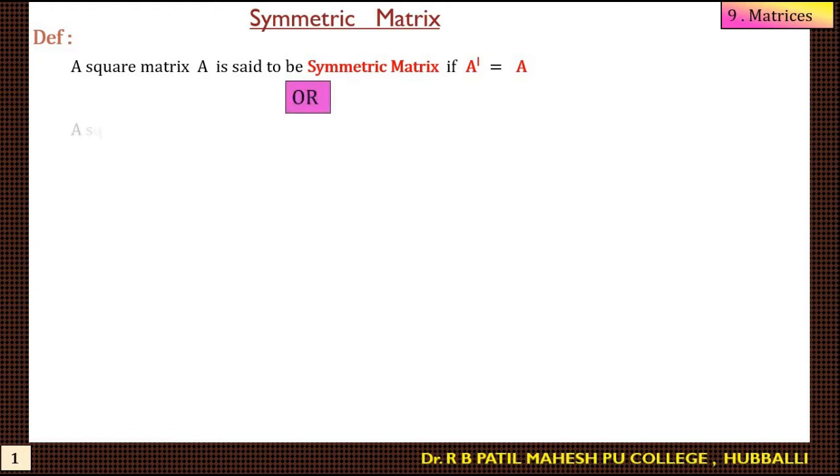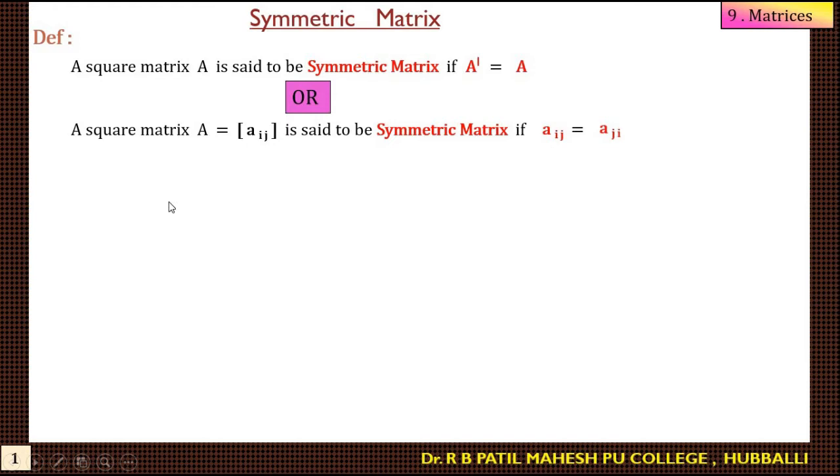Another definition: a square matrix A equal to matrix Aij is said to be symmetric if Aij is equal to Aji. That means in the matrix, the element at position ij and the element at position ji are the same. If position wise the elements are equal like this, then when you find the transpose, you will get the same matrix. That means the A12 position and A21 position elements should be the same, and A23 position and A32 position. So like this, if position wise the elements are equal, then when you find the transpose, you will get the same matrix.